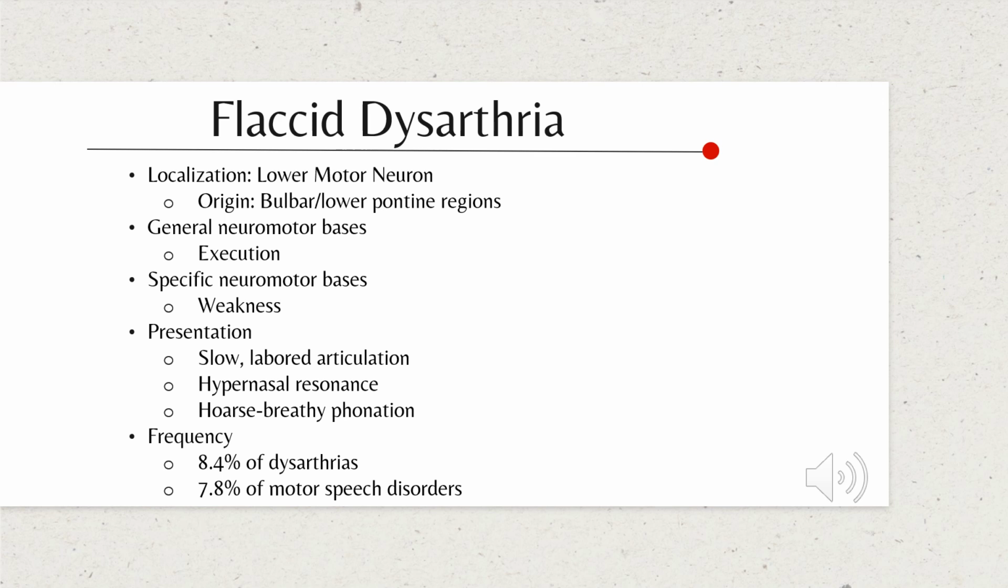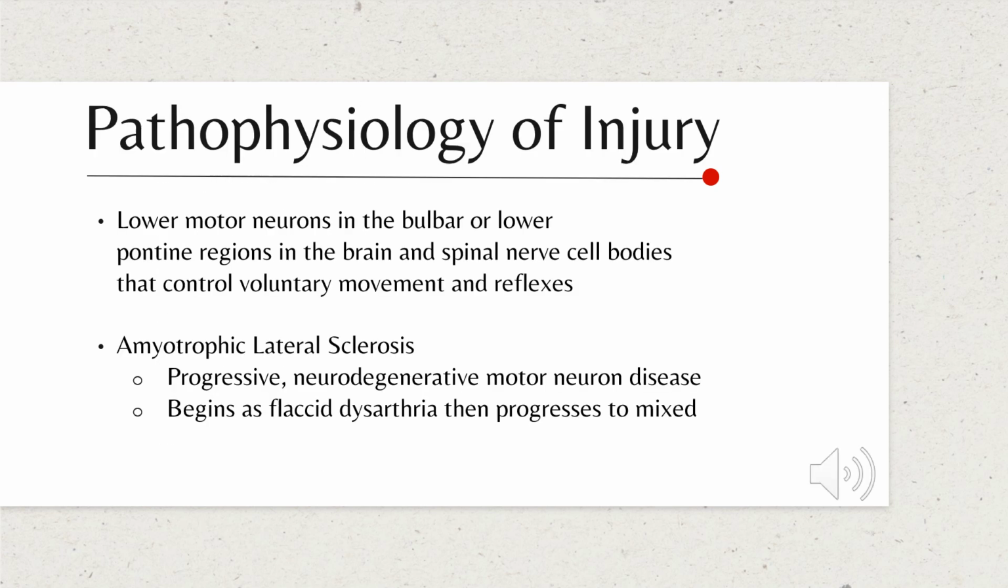For individuals with flaccid dysarthria, usual presentations include slow and labored articulation, hypernasal resonance, and hoarse, breathy phonation. Flaccid dysarthria makes up 8.4% of all dysarthrias and 7.8% of motor speech disorders. The pathophysiology of injury for flaccid dysarthria are the origins of the lower motor neurons, including the bulbar or lower pontine regions in the brain and spinal nerve cell bodies responsible for controlling voluntary movement and reflexes.